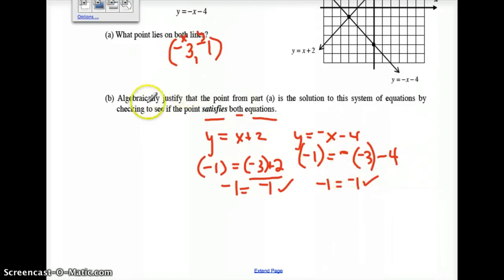So to algebraically justify that the point is a solution to the system of equations, we have to do two checks. We have to check each equation.